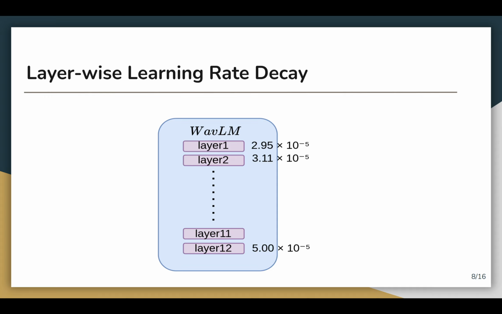Next, we fine-tune WavLM with layer-wise learning rate decay. Here we apply layer-wise learning rate decay when fine-tuning WavLM. The top layers use a larger learning rate, while the lower layers use progressively smaller ones. This allows the model to adapt task-specific features in the higher layers, while preserving general acoustic knowledge in the lower layers. In our setup, the learning rate is decayed by 0.95 for each lower layer.